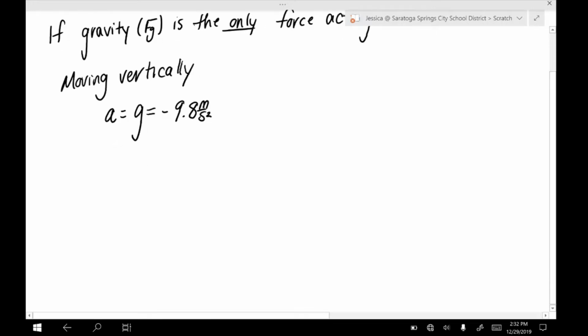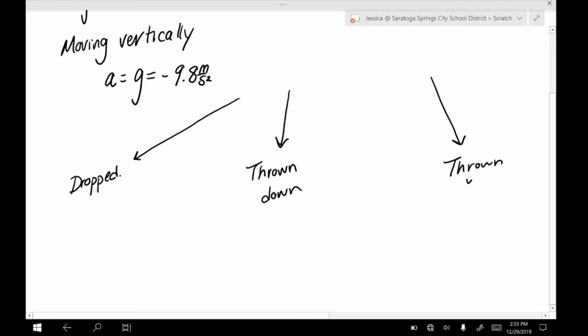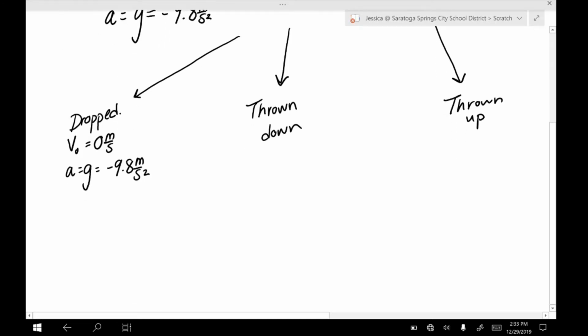So there's three types of problems really within the free fall category. There are dropped objects, there are objects that are thrown down, and there are objects that are thrown upward. If an object is dropped, our initial velocity is 0. That's an assumption that we can make. Our acceleration is g, or negative 9.8 meters a second squared. And we might be asked to solve for the height or the distance the object travels, the time it takes to fall, or something like that.